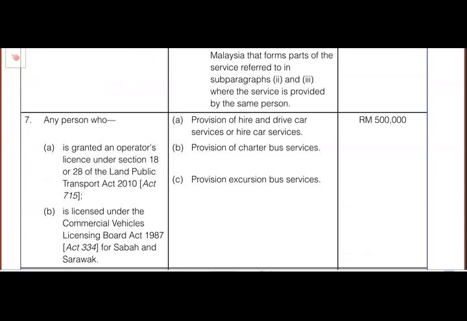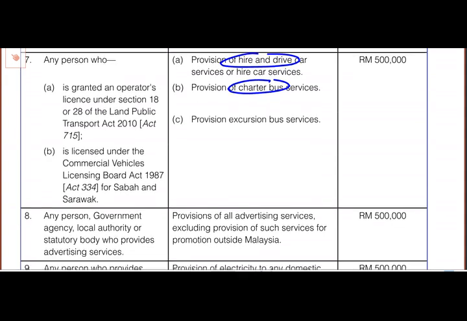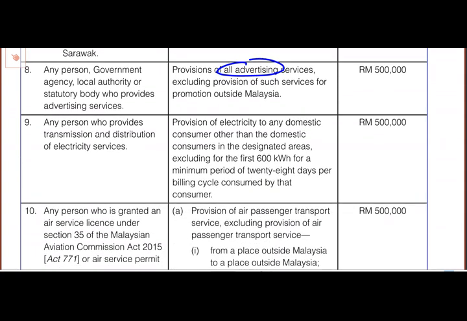Now, people to do with car hire, renting cars, chartering buses. Go down. Advertising agency. That's why if you put an advertisement in a newspaper, there'll be 6%.